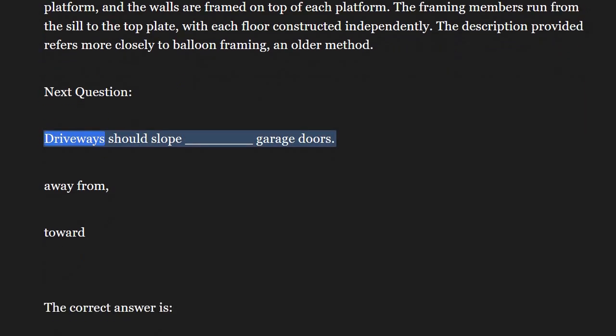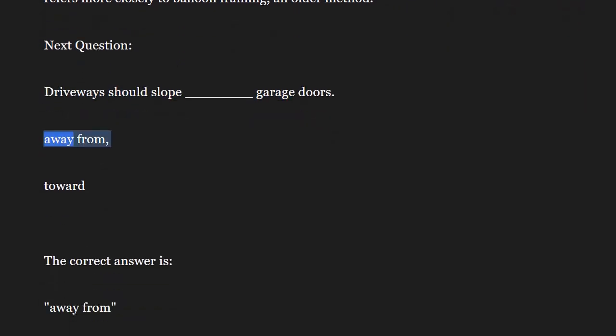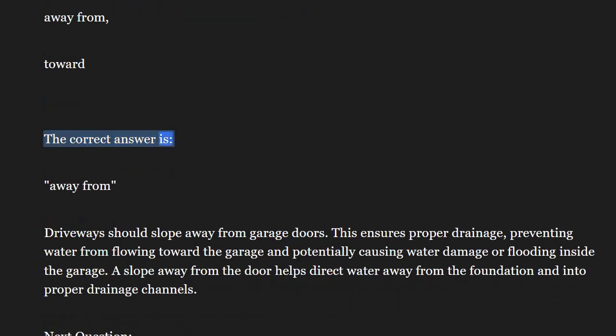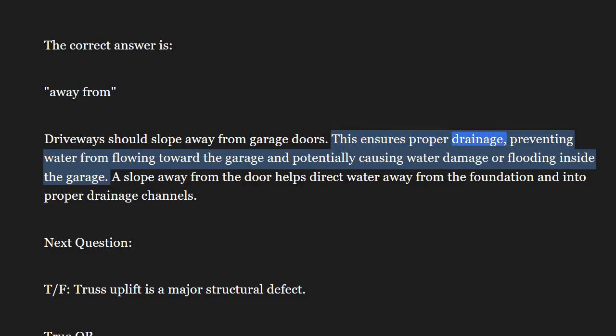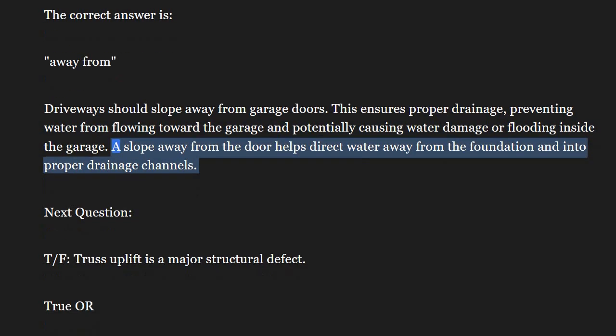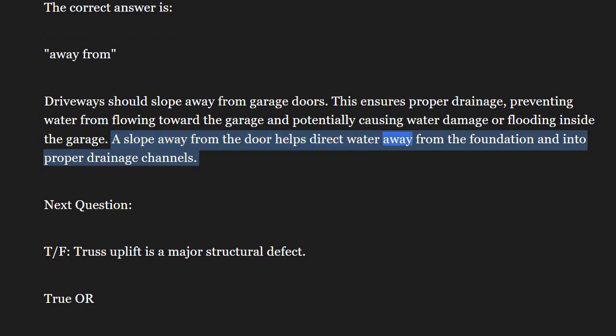Next question. Driveways should slope garage doors. Away from. Toward. The correct answer is away from. Driveways should slope away from garage doors. This ensures proper drainage, preventing water from flowing toward the garage and potentially causing water damage or flooding inside the garage. A slope away from the door helps direct water away from the foundation and into proper drainage channels.